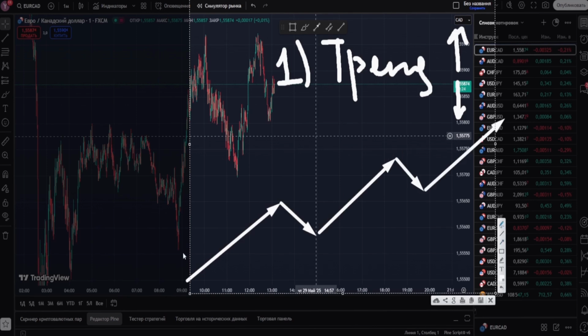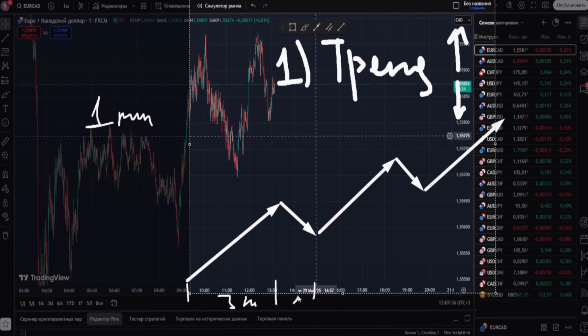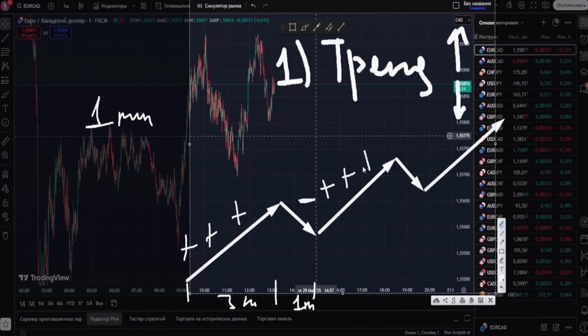Here is our uptrend, and let's imagine that we open a trade for 1 minute. This range here lasts for 3 minutes, then there's a 1 minute correction, and so on. So we open a trade for 1 minute and get 3 wins. Then a correction happens and it closes with a loss. Again, we get 3 wins because we're opening trades in the direction of the trend. During the correction, we take 1 loss, and then again, we get 3 wins. And in this way, we end up with 9 wins and only 2 losses.